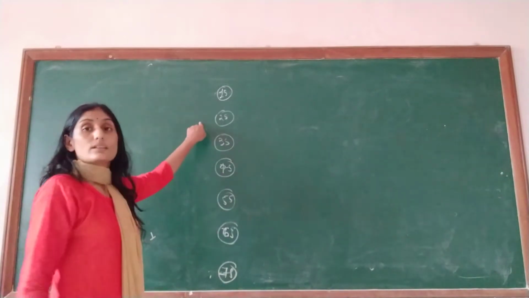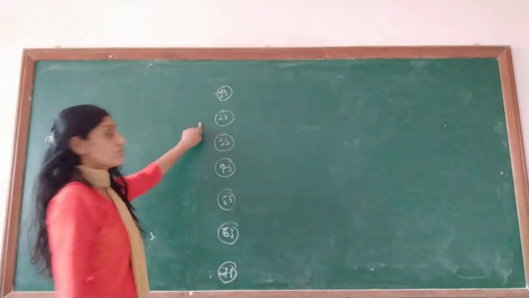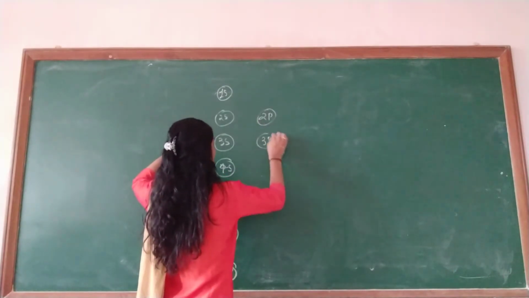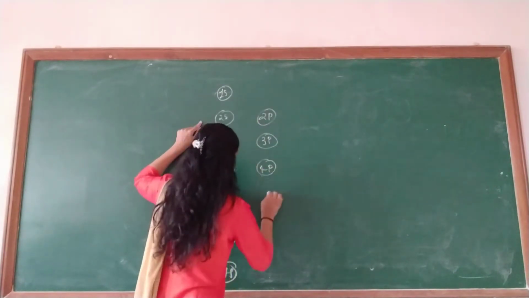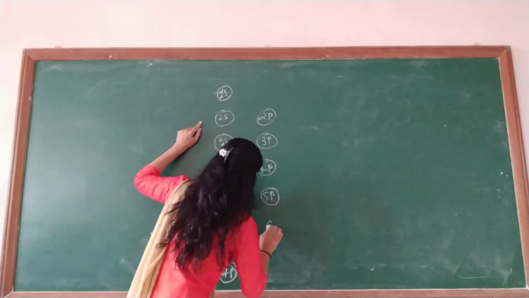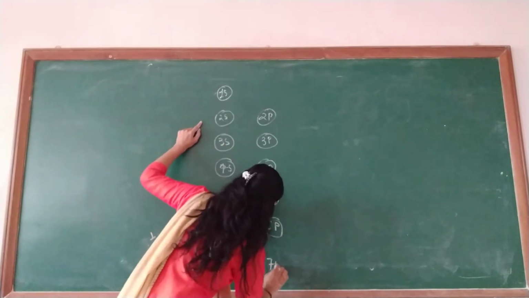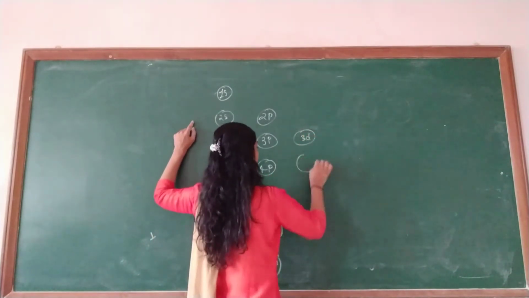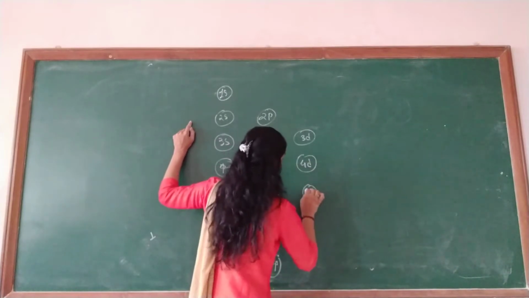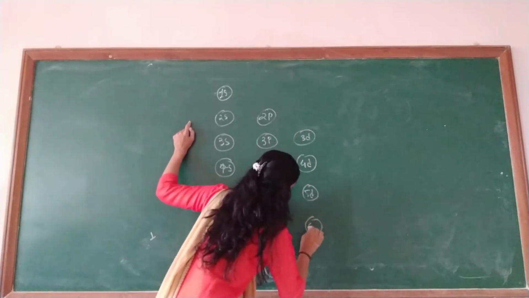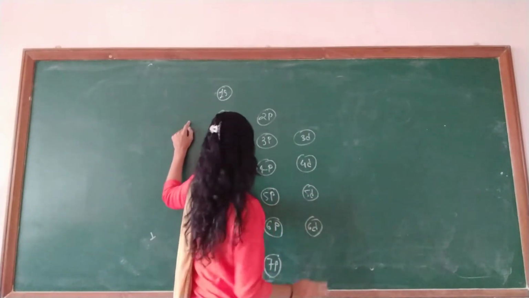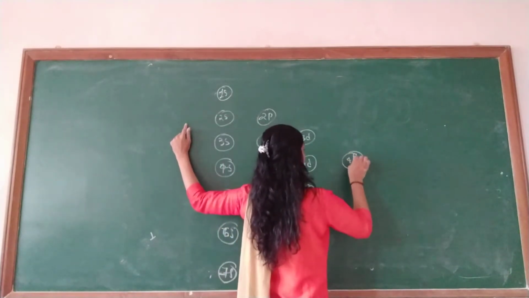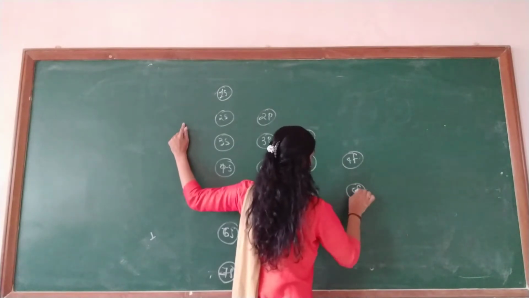Then p starts with n equal to 2. So what we are doing is 2p, 3p, 4p, 5p, 6p and 7p. Now 3d, 4d, 5d, 6d. Okay. And we have 4f and 5f.